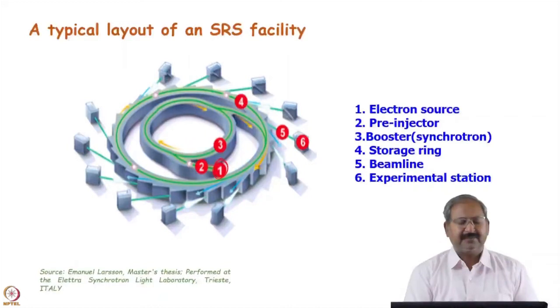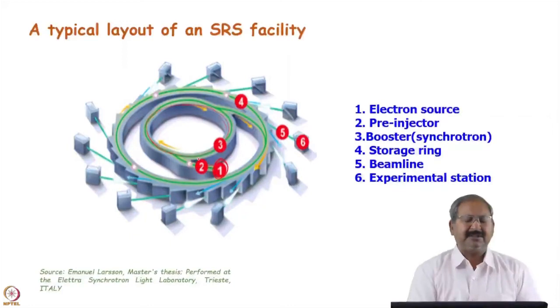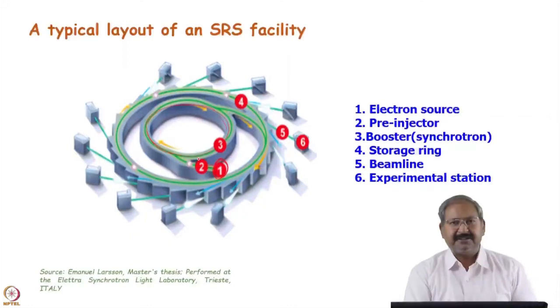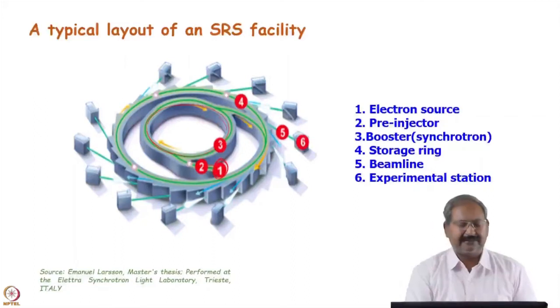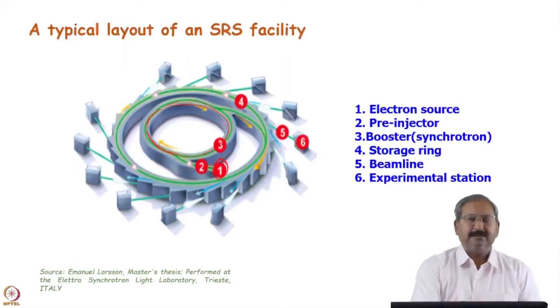So this is the first synchrotron, which is known as the injector machine, and it is a booster synchrotron. It raises the energy up to a certain level which is desired by the storage ring. This energy may be equal to the storage ring energy, or slightly lesser than the storage ring energy. When the energy of electrons reaches the desired level in the booster, this beam is extracted from this point. You can say this is the extraction.